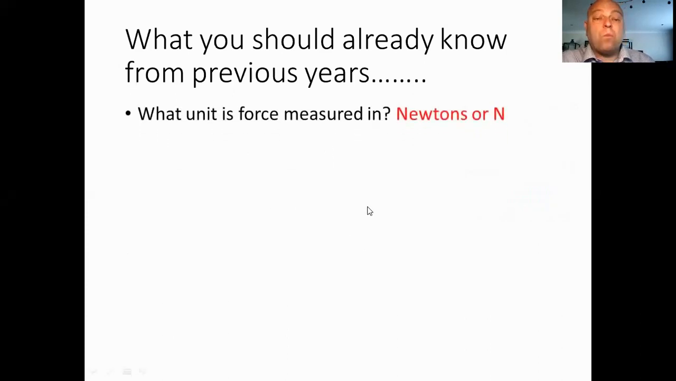So, question number 1, what unit is force measured in? Force is measured in newtons. Either you write out the word newtons as it is on the screen, or you can use a capital N for that. A lowercase n is not acceptable. It means something different. It is the wrong answer if you put that. So capital N is absolutely fine instead of the word newtons.